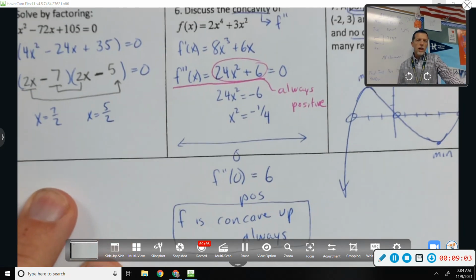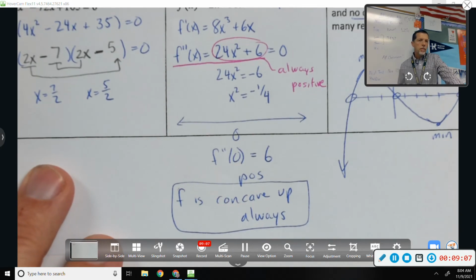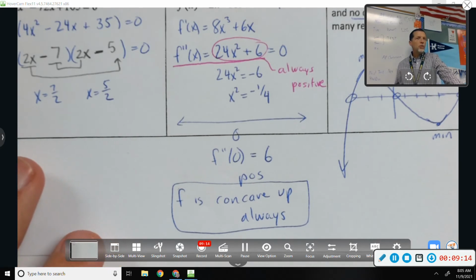I don't know the difference between the second derivative test and the concavity thing. I keep forgetting that. So the second derivative test is used to find maximums and minimums. Concavity only uses the second derivative; you're only worried about the sign of the second derivative on intervals.